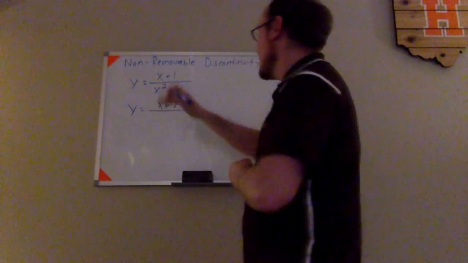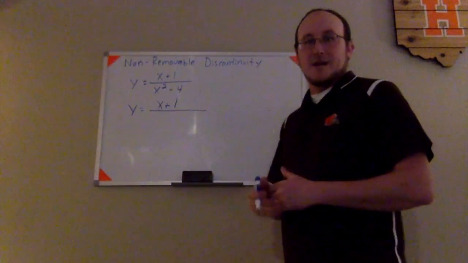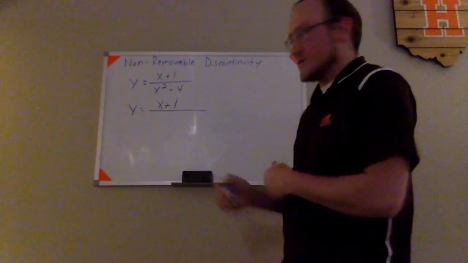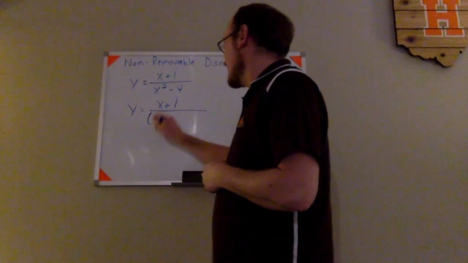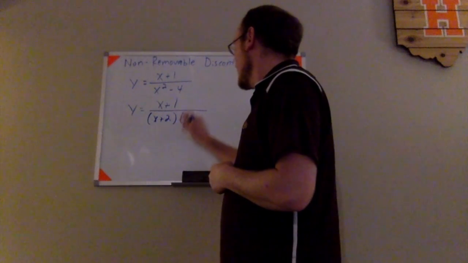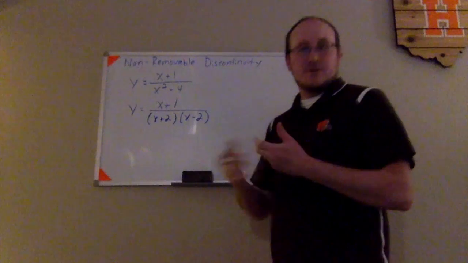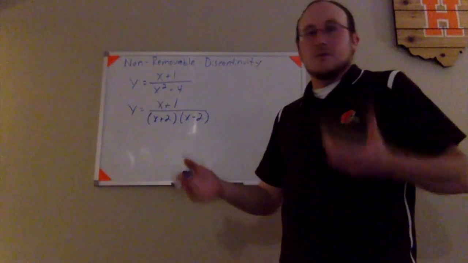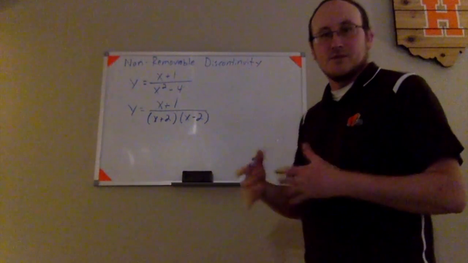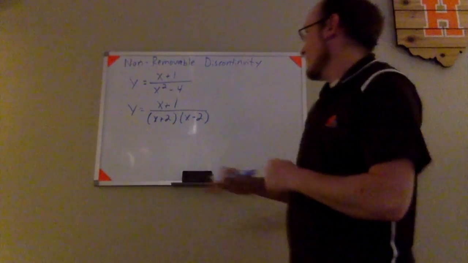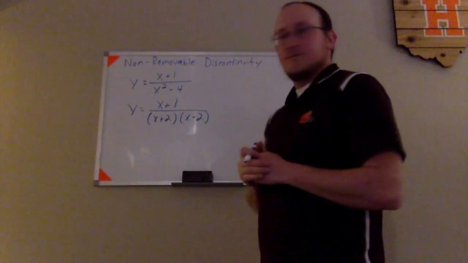In the denominator, I see a difference of squares. X squared minus 4 is a difference of two perfect squares, so that can factor as x plus 2 and x minus 2. Again, feel free to review any videos on factoring difference of squares, if you're wondering where in the world that came from. That's something that we've covered previously in the course. So here we have the factored form of our function.